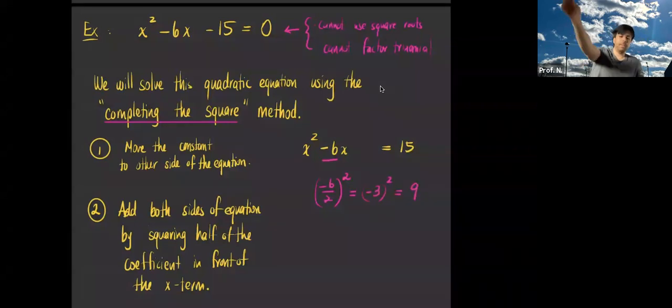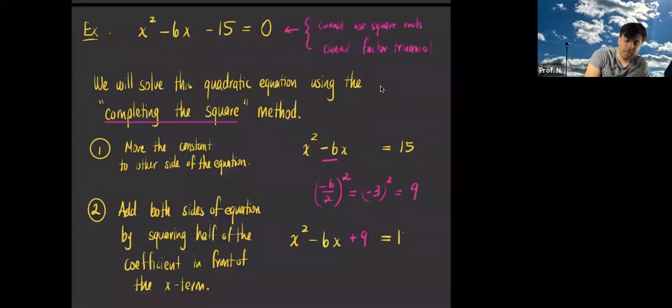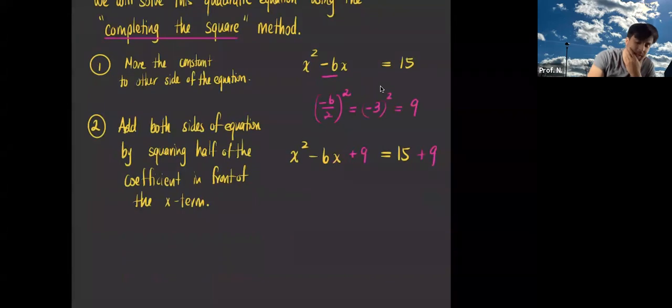So we're taking half of the number in front of x, which is 6, and squaring it. When we do that, we get the number 9, and we're going to add that on both sides. We're going to add 9 to x squared minus 6x, and add 9 to the 15 on the other side, because whatever you do on one side of the equation, you must do on the other side. This step right here is the completing the square step.